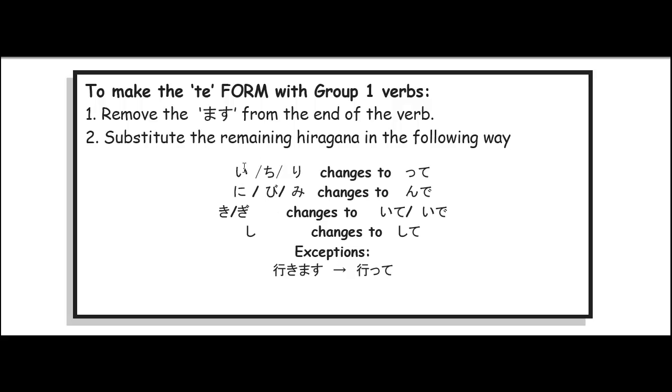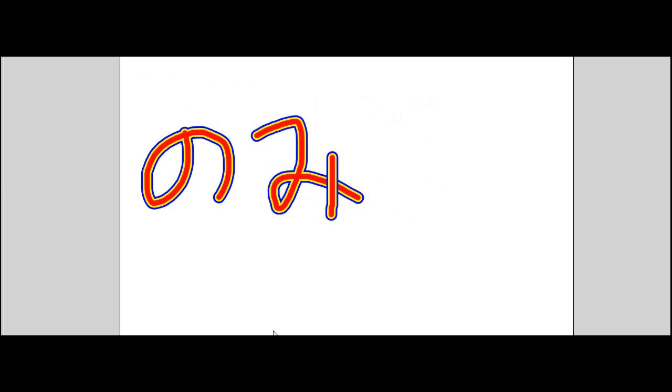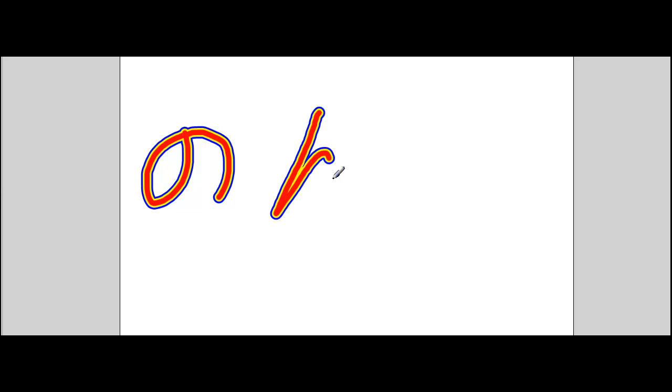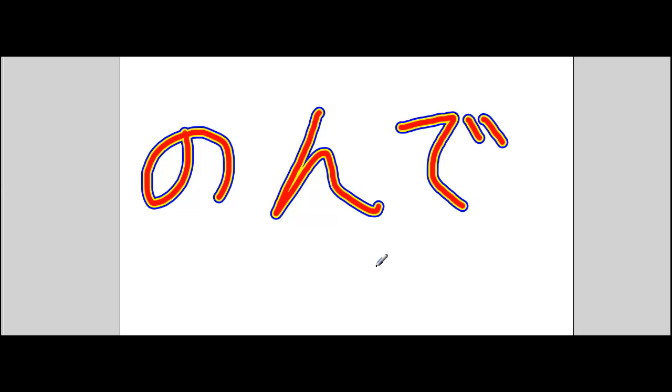Okay? Now, if it were an i or a chi or a ri, you would remove it and change it to its te. It's not, is it? It's a mi. Here we have it. Ni, bi, or mi, that's our mi. It changes to de. So let's go back and change the mi on the end to de. Okay, there we've got our mi. Let's remove it. There we are. It's gone, and we're going to change it into de. So we're going to have no, de. Nonde. And there we have the te form of nomimasu.